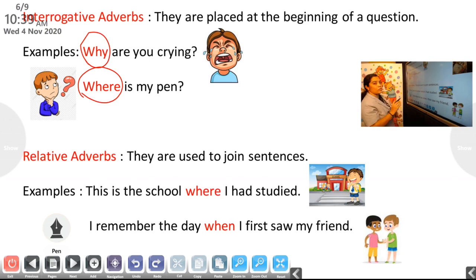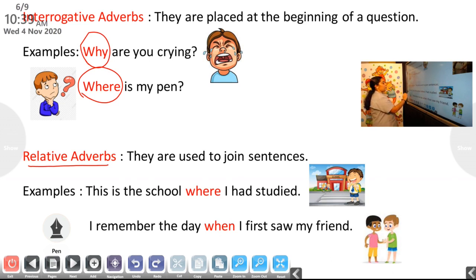I hope this is the easiest adverb which you have studied. Next is relative adverb. Relative adverb is different from interrogative adverb. They are just used to join sentences. It does not function as a question. It is used to join sentences.